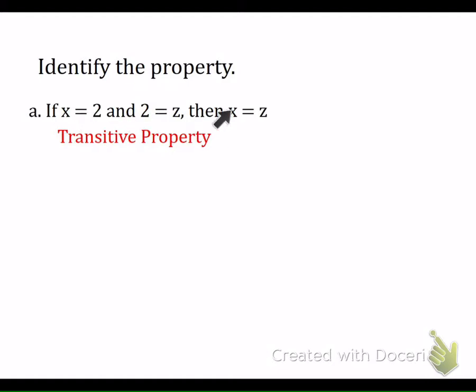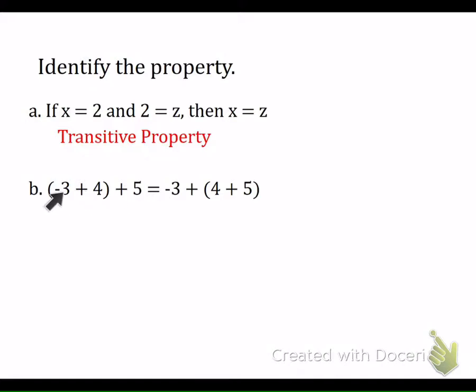You will be given an example and you have to identify the property. Okay, so in this example, x equals 2 and 2 equals z, then x equals z. That is the transitive property. We have 3 items, we're cutting out the middleman. Transitive property. All right, next example.